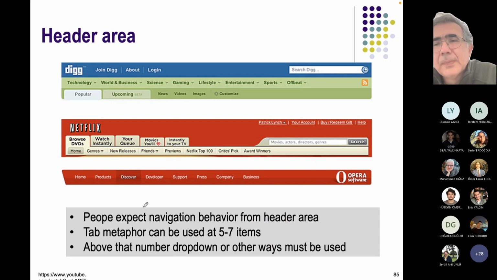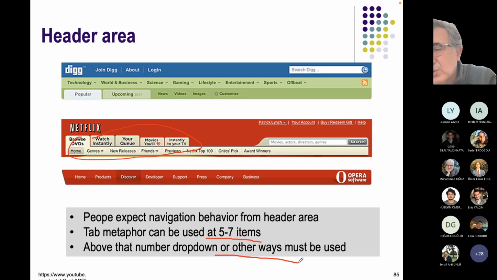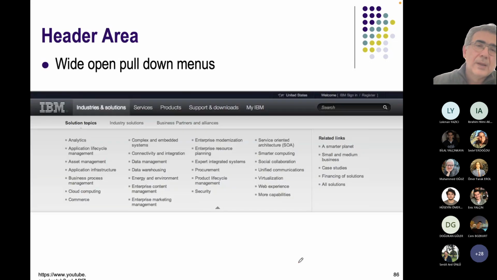Header area is important. People expect navigation behavior from the header area. From the top area, you expect some navigation behavior. Something must be there. So tab metaphor, this is tab. Having tabs can be used 5-7 times at most. Again, short-term memory principle. Above that number, drop down or other ways must be used.